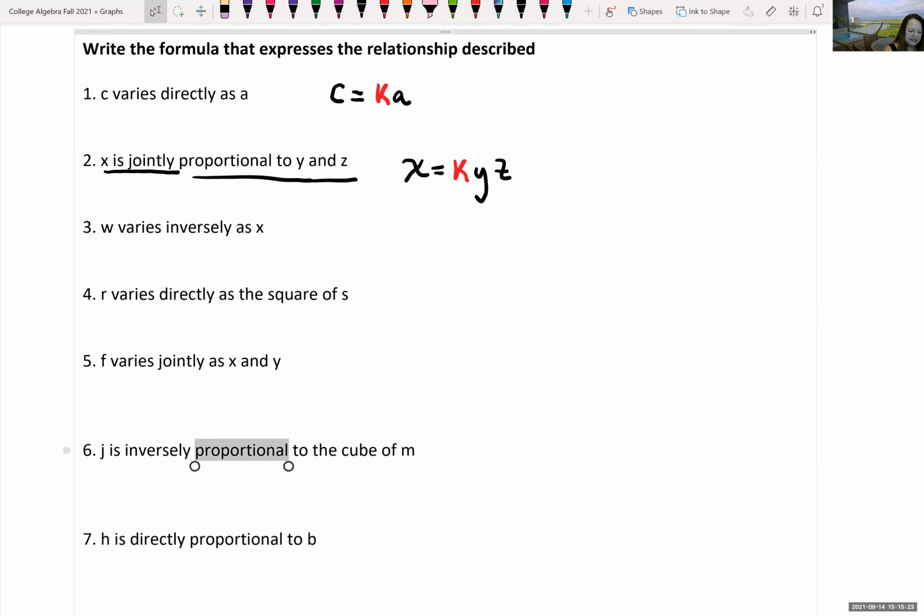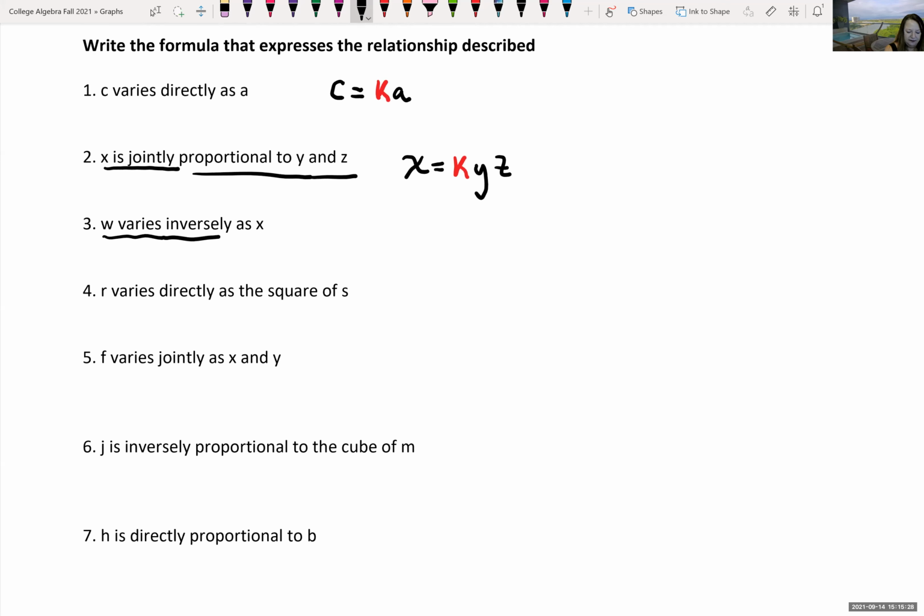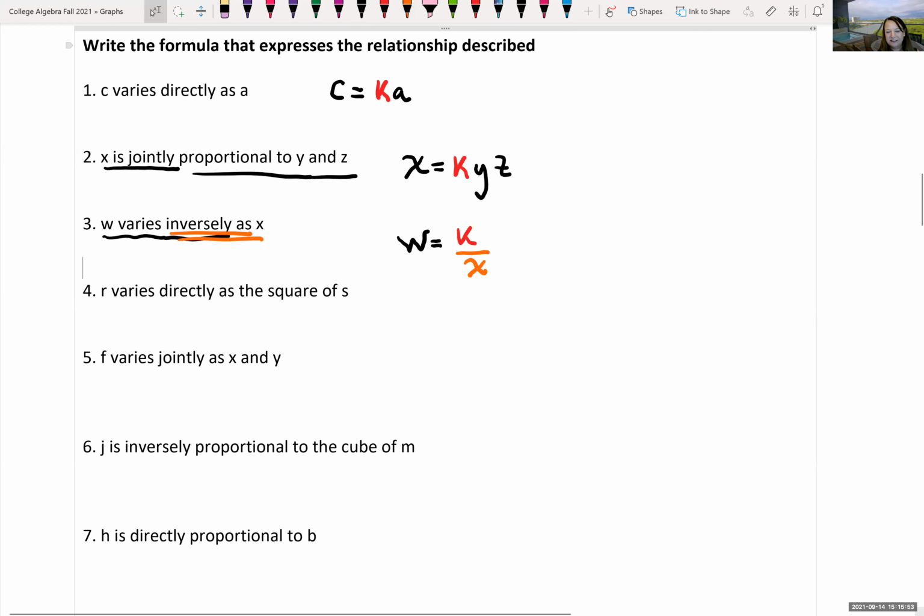If it says W varies inversely as X, right there I know W is equal to K all over X. I'll give you guys a second, just in case you're trying to copy all this down.